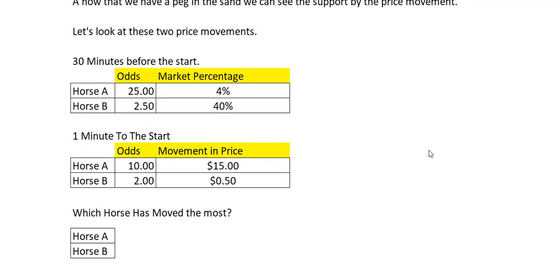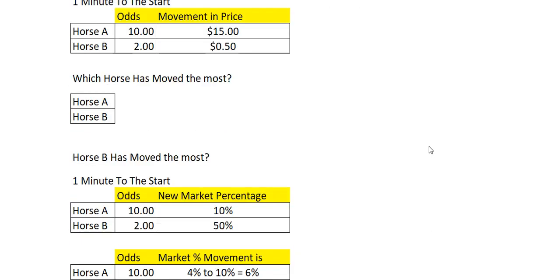Which horse has moved the most as far as we're talking in market share? Is it horse A that's gone from 25 to 10? So it's come in $15. It's more than halved its opening price at the 30-minute mark. Or horse B that's gone from $2.50 into 2. So it's come in 50 cents or 50p. The answer, congratulations if you got it, is horse B.